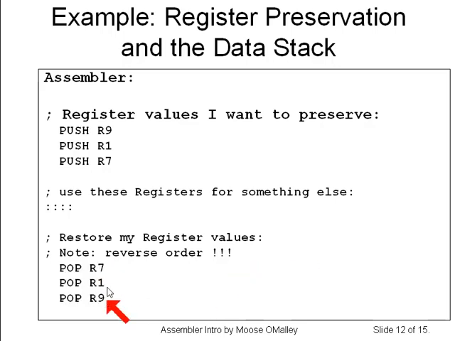So we pop them off again, but in reverse order. So R7, R1, R9, which is the reverse of the order I pushed them on. Okay, and that will restore those values back to the original values they had before whatever happened in here happened. Okay, so that's how you do it. It's not real hard. You'll just find yourself writing push pop a lot in your code.